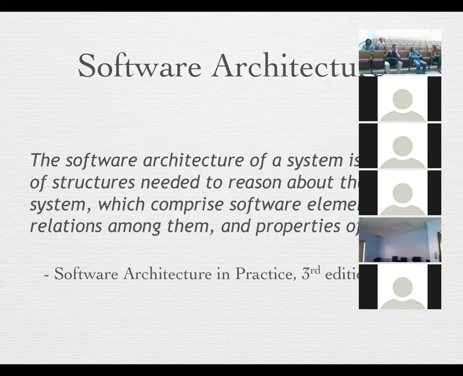So depending on what we want to achieve and what we want to talk about and who our stakeholders are, we will document different aspects of our software, right? But they are all a part of the architecture. So back to the definition. The software architecture of a system is a set of structures needed to reason about the system. So you can see how this makes sense now, right? Which comprise, and they consist of software elements, the relations among them, and the properties.